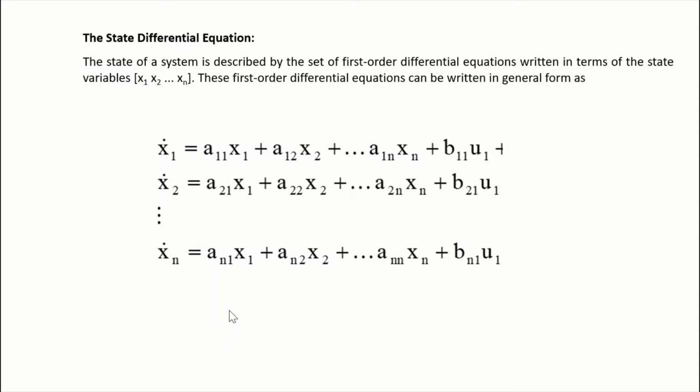And for a single input, single output system, we could have a first order differential equation, say x1 dot, which would be some number times x1 and then a number times x2, down to a number times xn, where n is the order of the state space, plus some input, u1. Then another state differential equation representing the next one, all the way down till we get the nth order differential equation. And these now represent our first order representation of our state space equations.